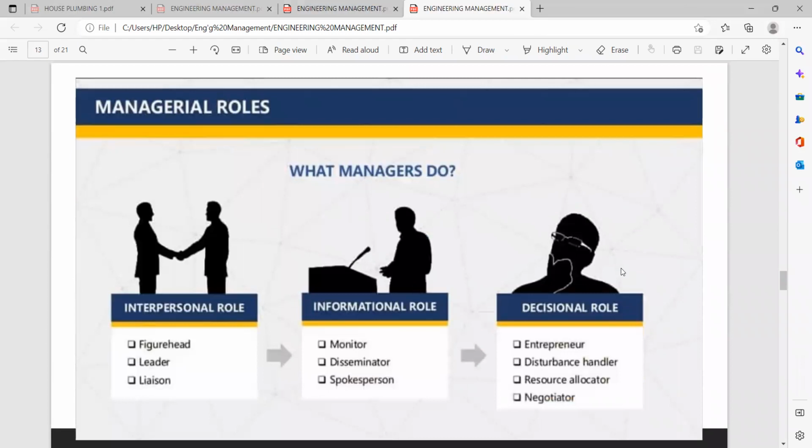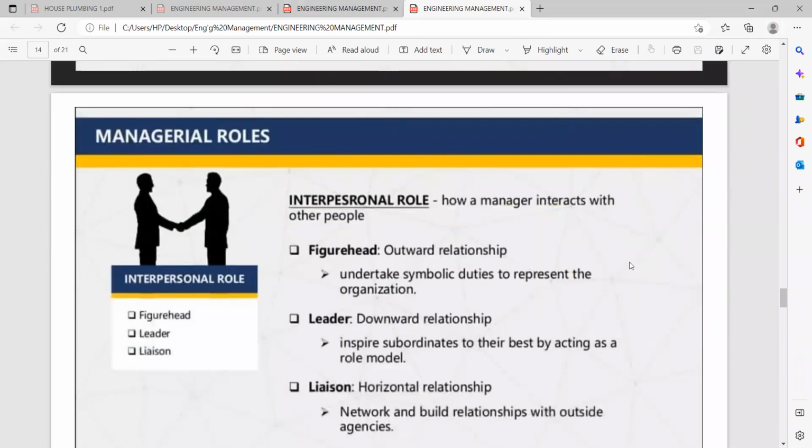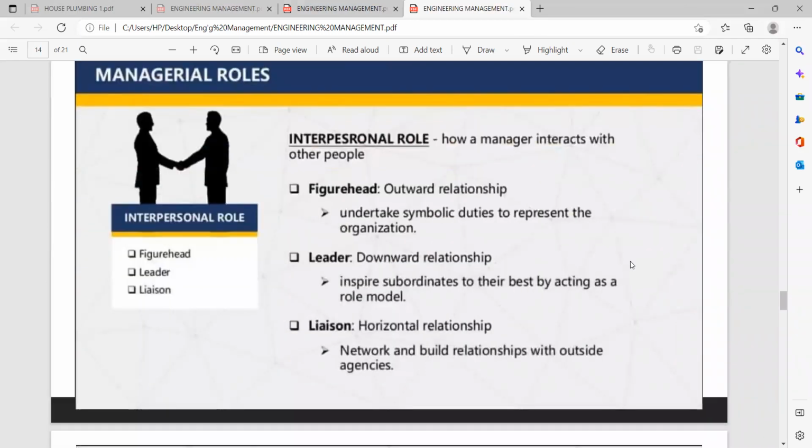Okay, so managerial roles, what do managers do? Meron tayong interpersonal role, informational role, and decisional role. So the interpersonal role is how a manager interacts with other people. The manager becomes a figurehead, the leader, and the liaison. So outward relationship, downward relationship, and horizontal relationship.